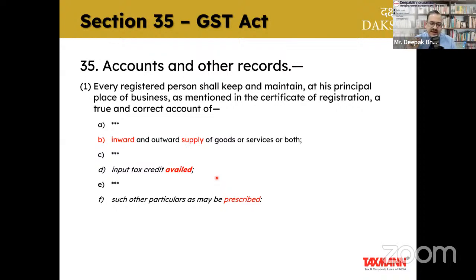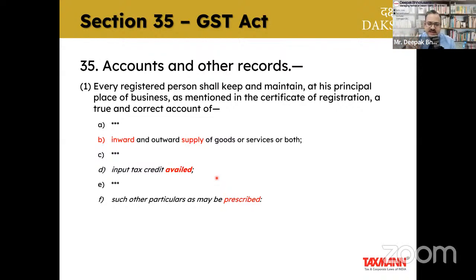So inward supply of goods and services above. So what does it require? Section 35 says, my dear friend, you need to maintain an account. When I say account, it does not mean that it has to be in the form of a register. Account means your financial books also. So in your financial books of accounts, you have to maintain one account in relation to all kinds of inward supply of goods or services or both, right?